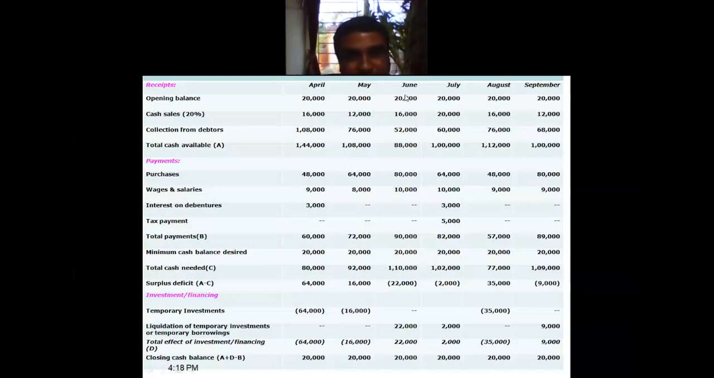Next month, you see again 20,000 is the opening balance. Finally here, this month there is a deficit. You need some cash, so liquidate temporary investment. The investment that you have made is liquidated, you'll be getting cash, and maintain it in such a way that the closing balance is 20. So the closing balance will always be 20, the opening balance will always be 20, because the question says that is the minimum desirable limit. Okay, this is how cash balances can be kept and a cash budget can be made. Understood this?